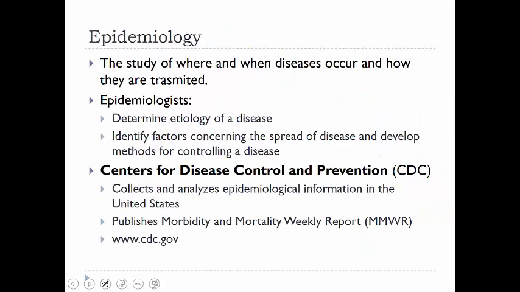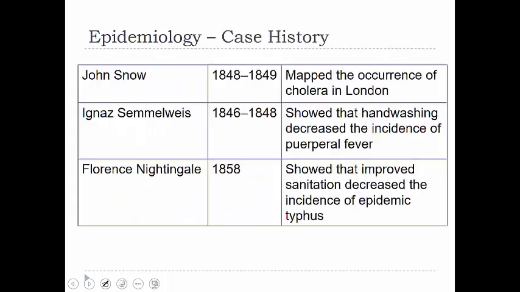So epidemiology is the study of when and where diseases occur and how they are transmitted. Epidemiologists study the disease, determine the etiology of the disease, and figure out the factors of how it spreads, and they develop methods on how we might control it. The CDC, the Centers for Disease Control and Prevention, is a United States epidemiological information center, and they collect information about the morbidity and mortality of particular diseases. You can check out their website to see information about it.